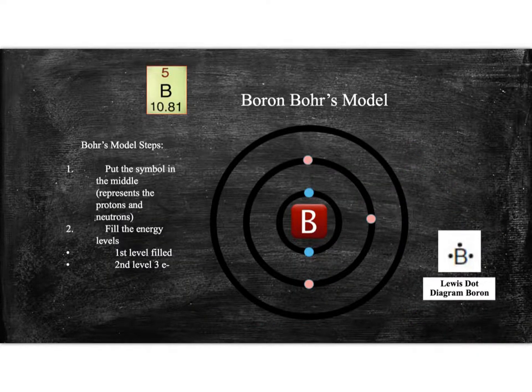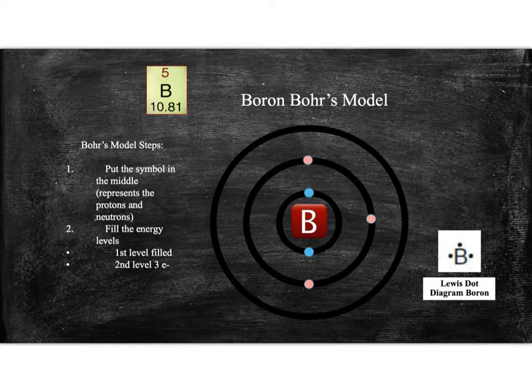Still talking about boron. If we were to make a Bohr's diagram for boron, the first thing we would do is put the symbol in the middle, which represents the protons and neutrons inside of the element. Then you fill the energy levels, the first one, and once the first one gets filled, then you can start putting electrons in the second ring.